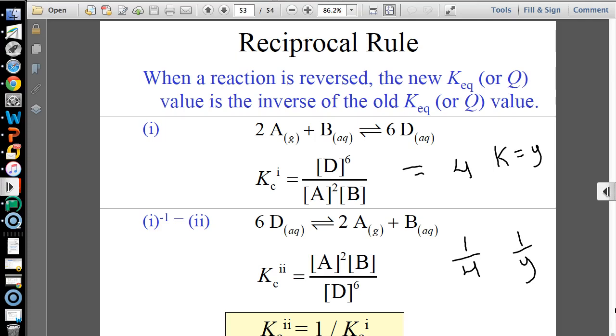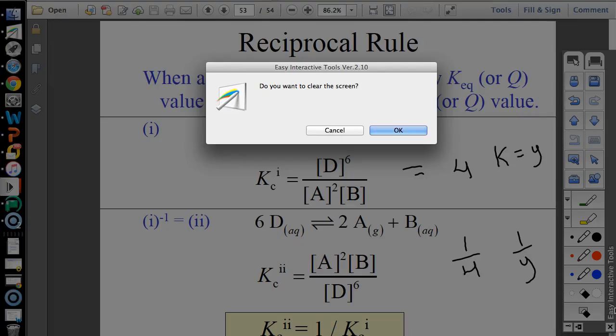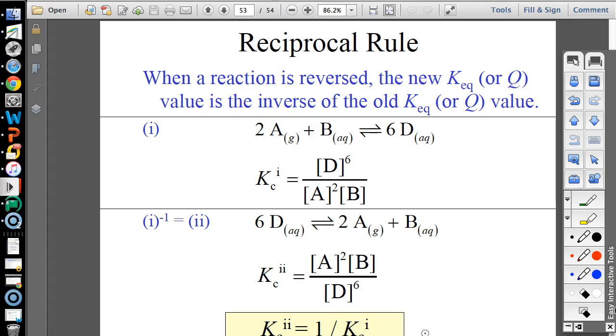Yes. What kind of question is that? It's a multiple choice question. I mean, what is the K value now that the reaction's reversed? Yes. Okay. And there's, of course, a little more to it. Just a little more to it. I know, I hate this. Stop it.